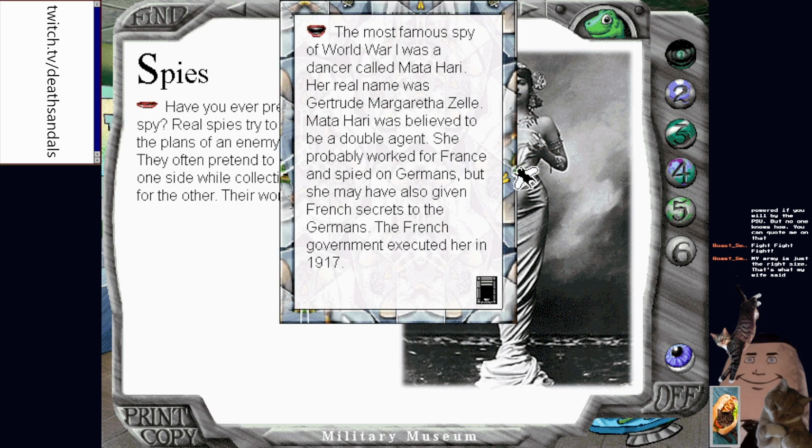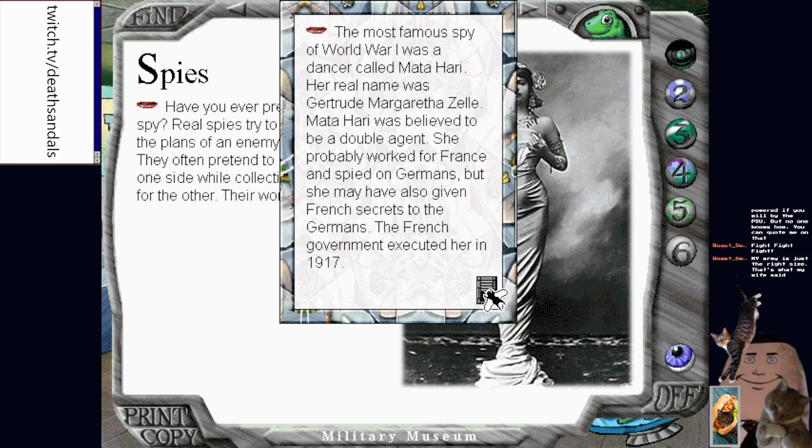The most famous spy of World War I was a dancer called Mata Hari. Her real name was Gertrude Margaretha Zella. Mata Hari was believed to be a double agent. She probably worked for France and spied on Germans, but she may have also given French secrets to the Germans. The French government executed her in 1917.